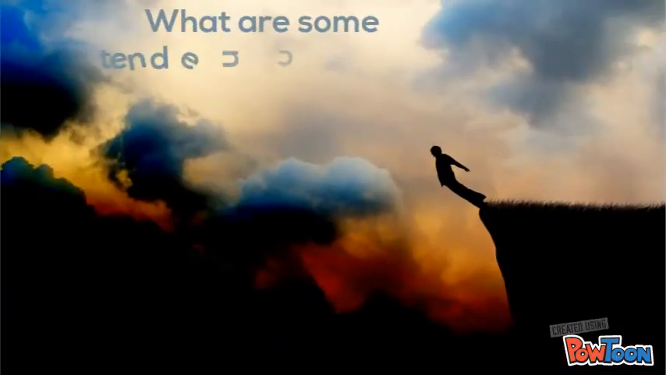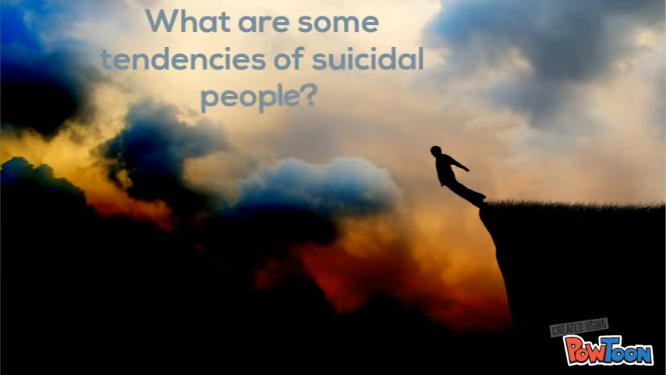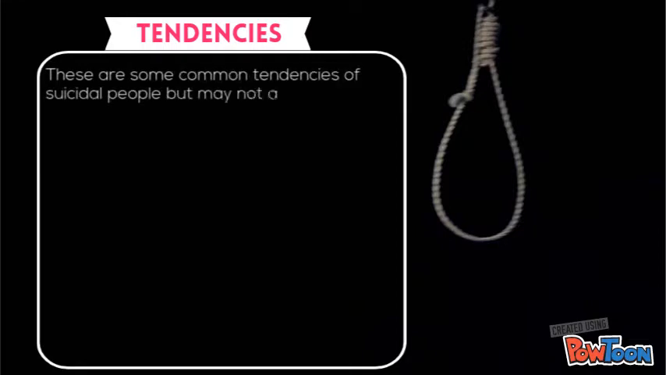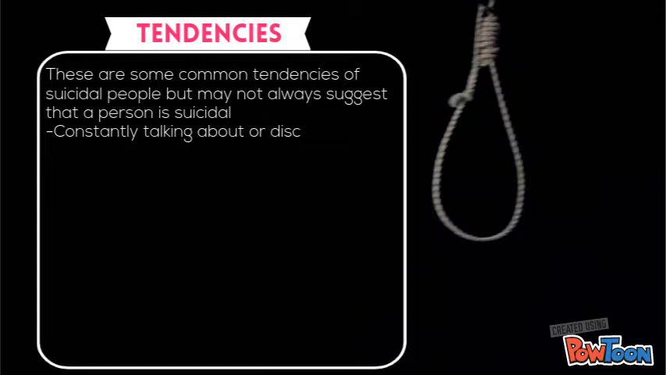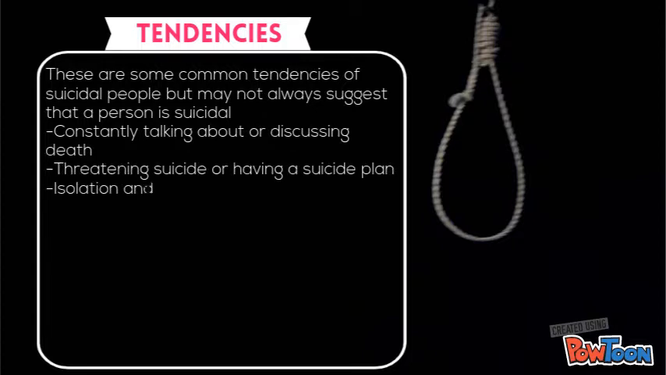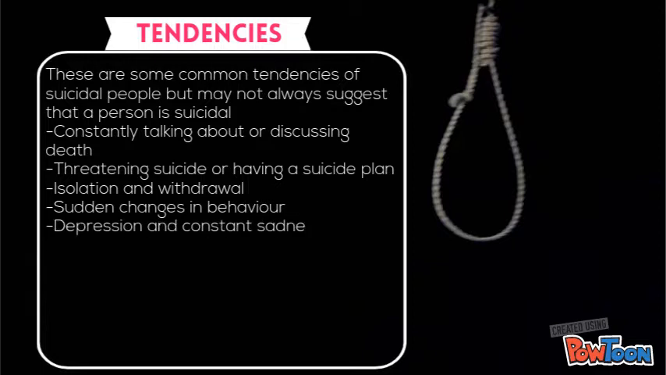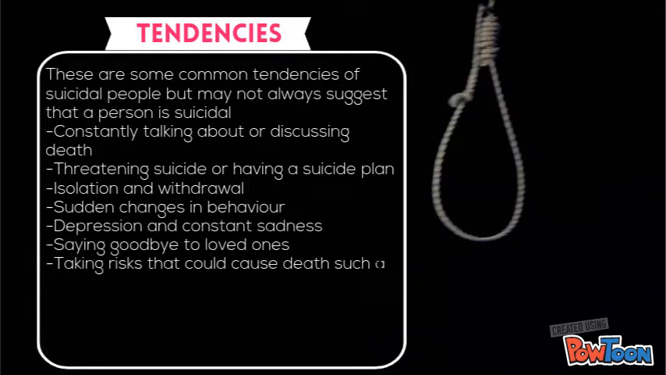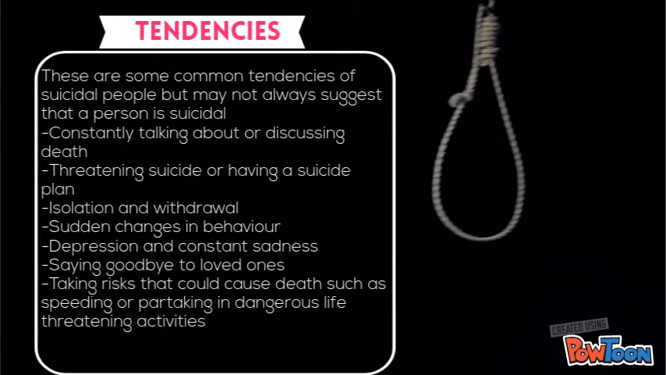Next, we will discuss some common tendencies of a suicidal person. These are some common tendencies of suicidal people, but may not always suggest that a person is suicidal. Constantly talking about or discussing death, threatening suicide or having a suicide plan, isolation and withdrawal. Sudden changes in behavior are also common. Depression and constant sadness, saying goodbye to loved ones, taking risks that could cause death, such as speeding or partaking in dangerous, life-threatening activities, are all tendencies of suicidal people.